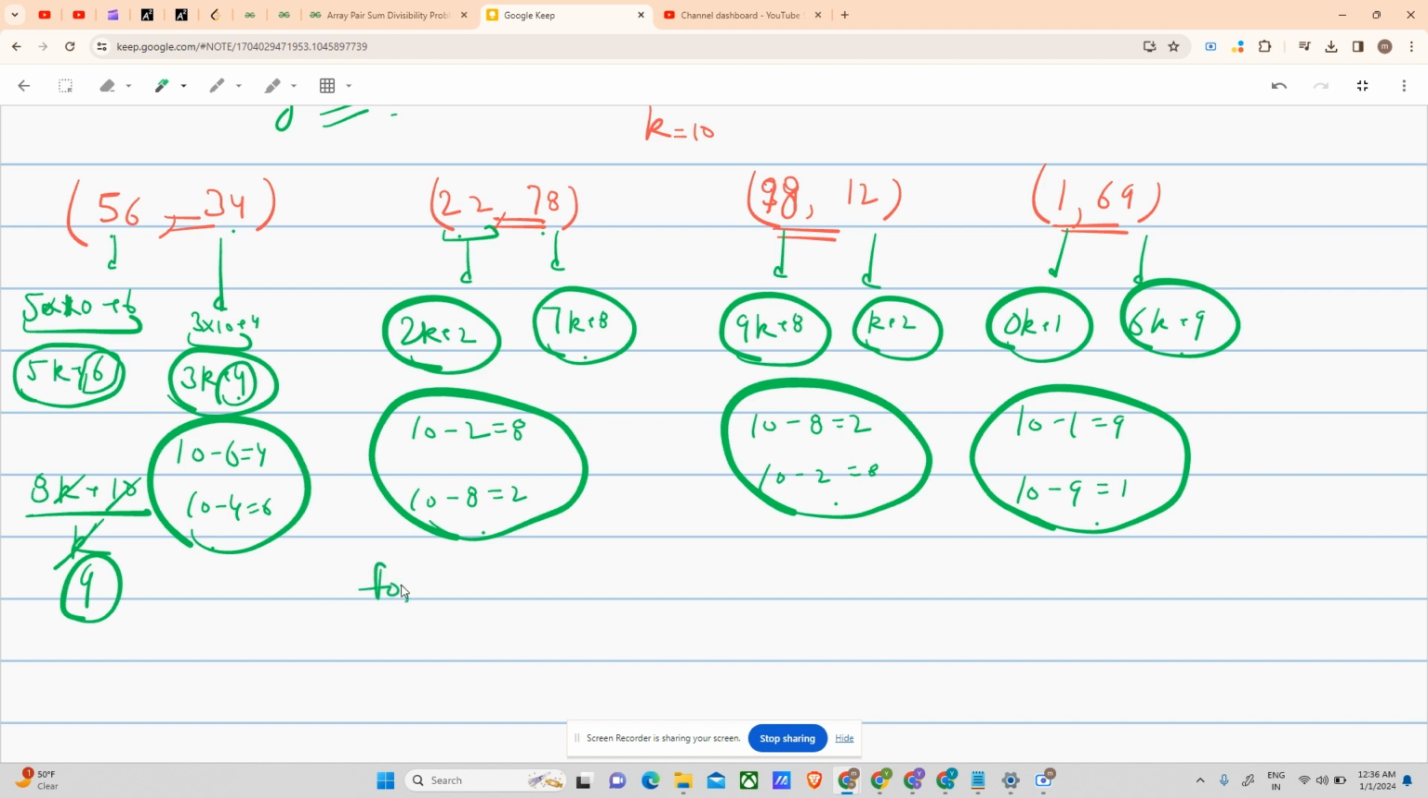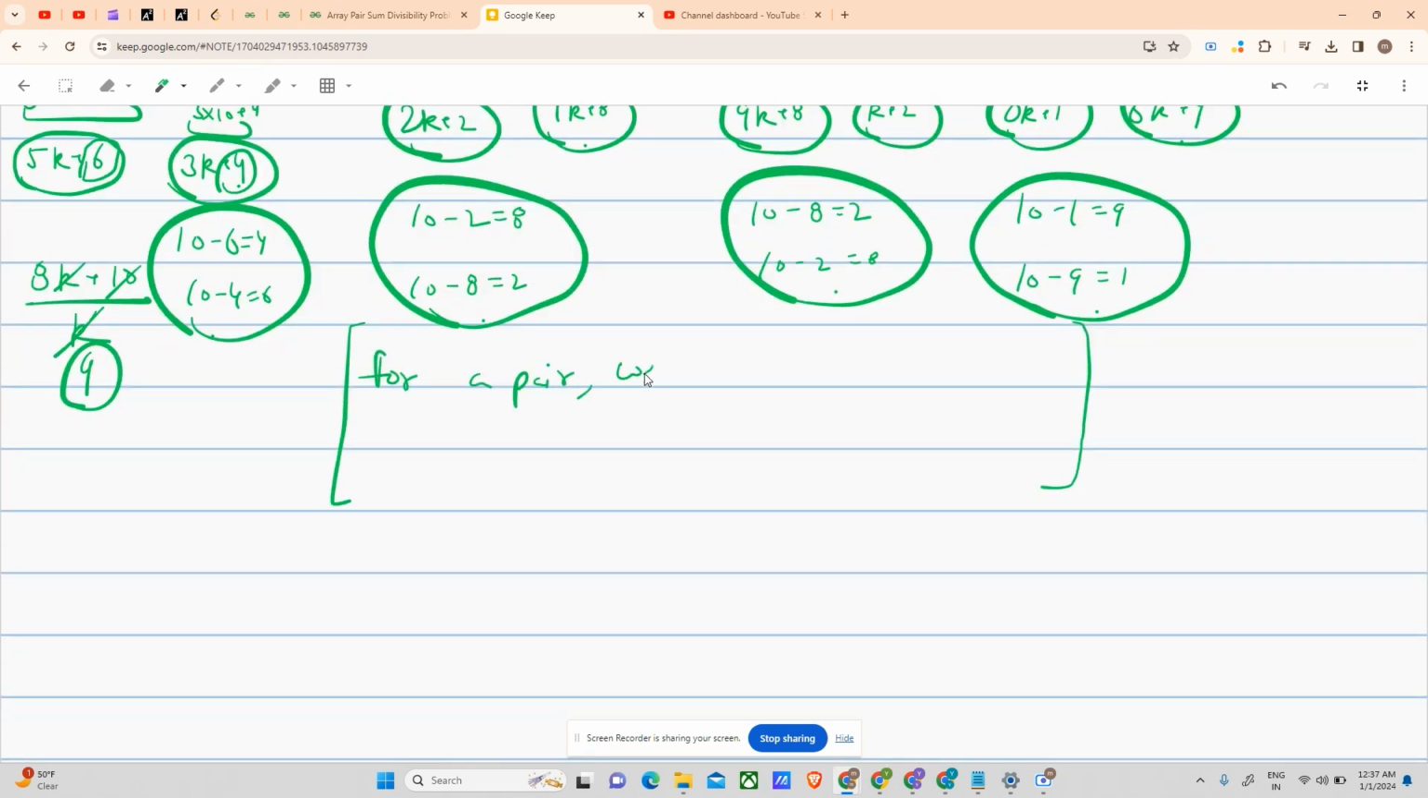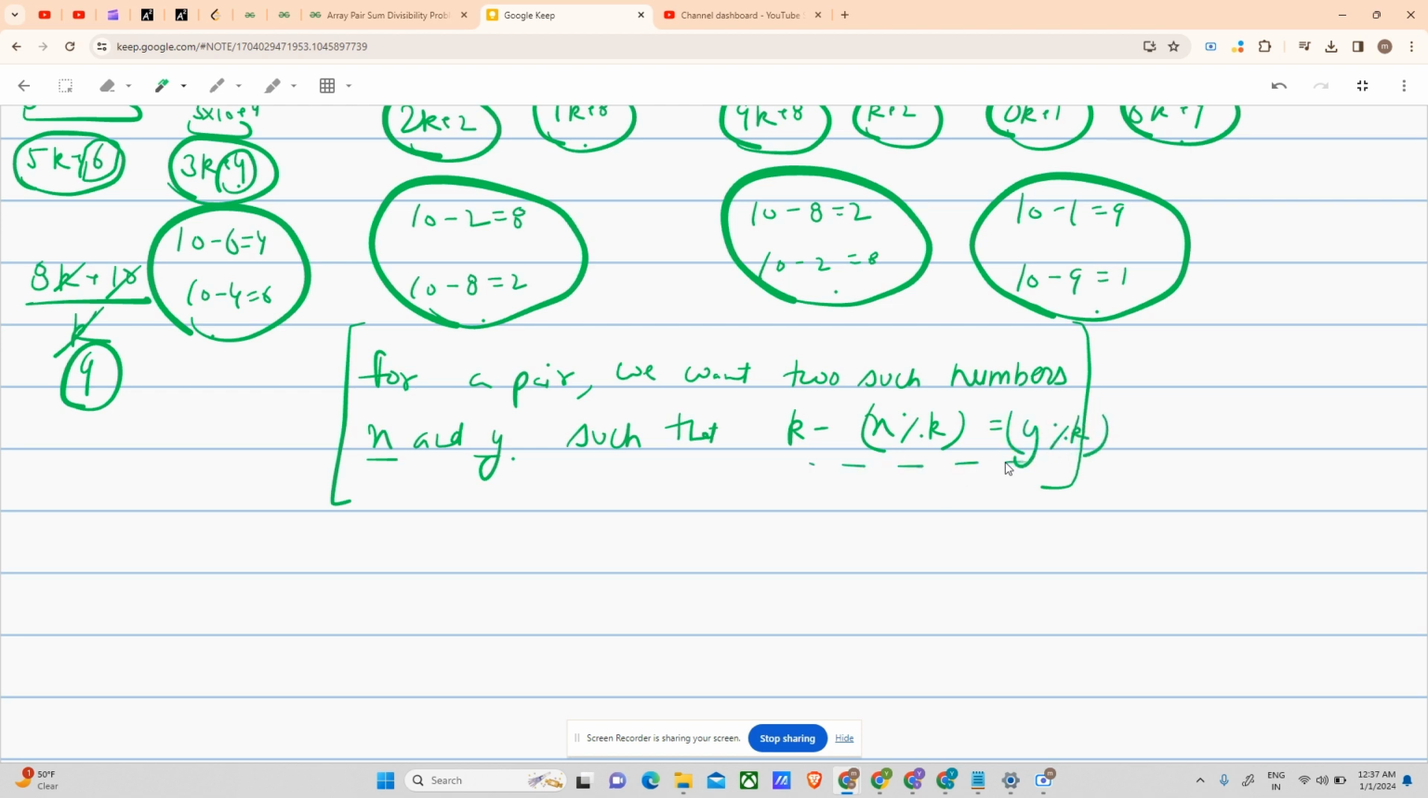Now if you see, for a pair, this is the important note. The algorithm depends on this only. For a pair, we want two such numbers x and y such that k minus x mod k equals y mod k. Alright, k minus x mod k equals y mod k. This is what we observed above.